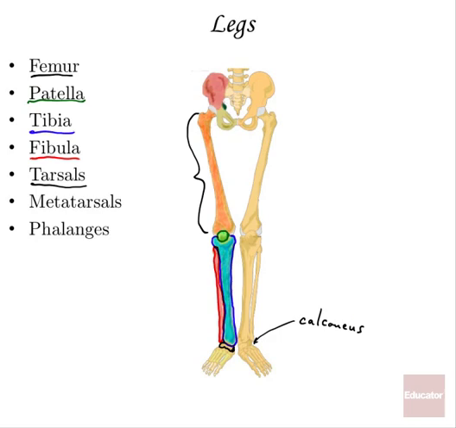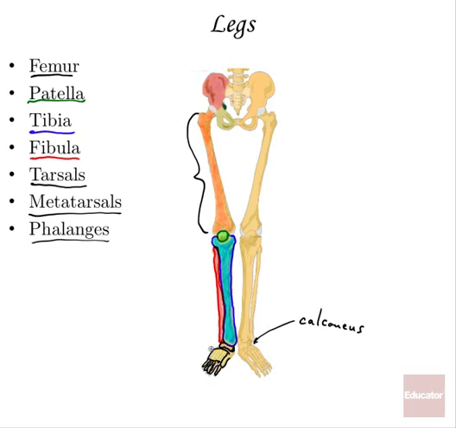The metatarsals correspond to the palm of the hand. So the metatarsals would be those bones that are inside the foot that you can feel but can't see as easily. So all of these bones here, these would be those metatarsals. And finally, the phalanges. The phalanges would be all of these bones in here.